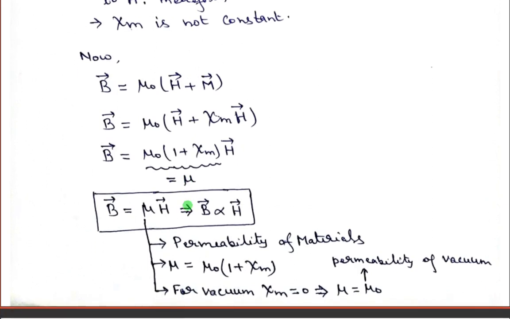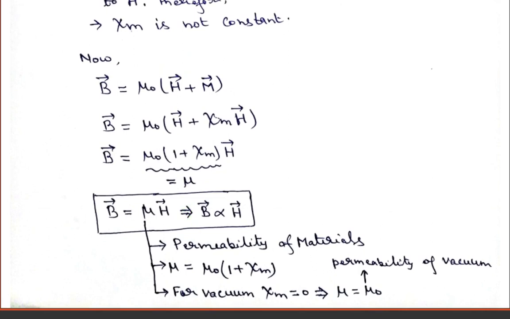We know the permeability of the material is mu 0 times 1 plus chi m. For vacuum, if there is no medium, chi m is equal to 0. If chi m equals 0, then mu becomes equal to mu 0, and that is basically the permeability of the vacuum, or permeability of free space.